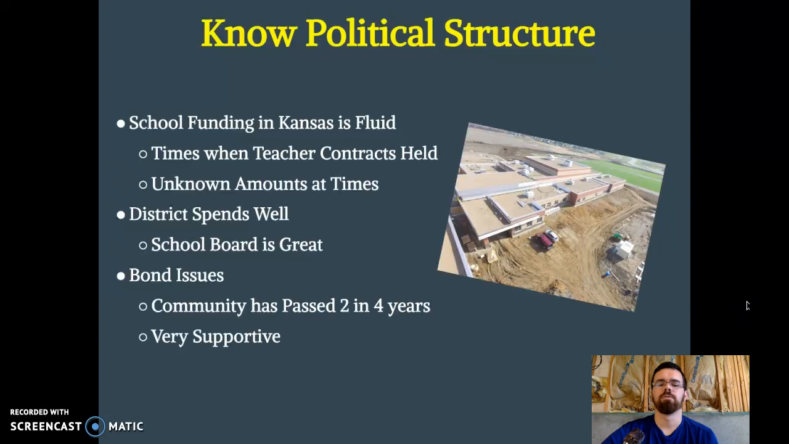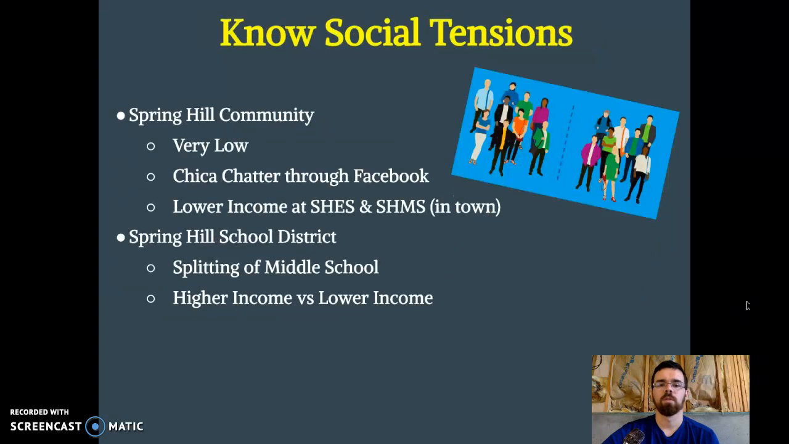Specifically, we have bond issues. Community has actually passed 2 of them in the past 4 years. They are very supportive, which is why we were able to grow so quickly and build all these new schools, because our community is so amazing at passing these bond issues. So some social tensions, they're very low. Spring Hill community is a very supportive community.